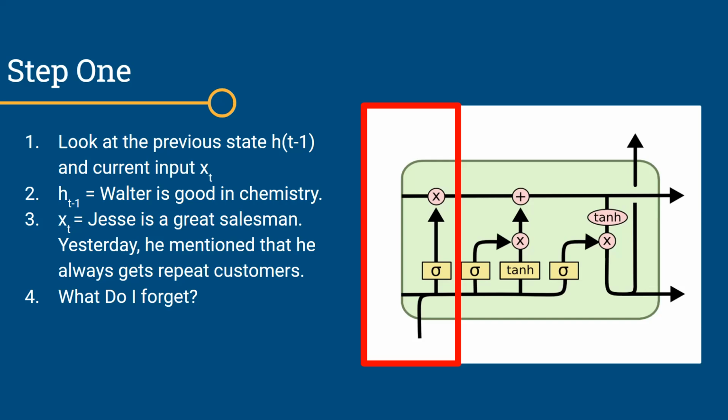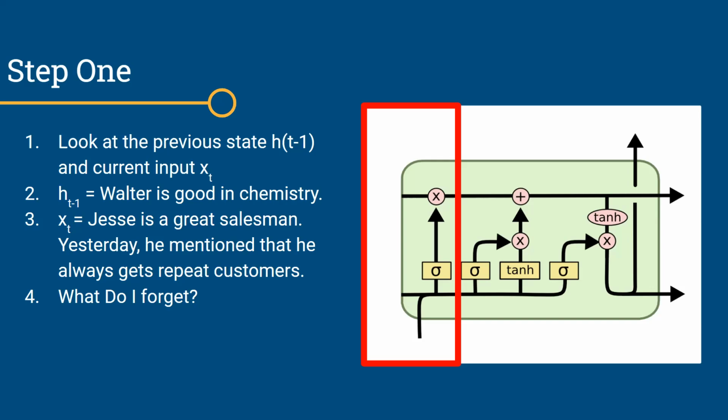Point 3, our current input, is that Jesse's a great salesman. Yesterday, he mentioned that he always gets repeat customers. What do you want to forget in this context? What information isn't particularly useful to us that really won't help us make better predictions? Any thoughts? Well, you just need to remember maybe like great salesmen. Yeah. A specific example of like customers. Basically, what we need is to remember who's a great salesman, that they're a great salesman. And that's more or less it.